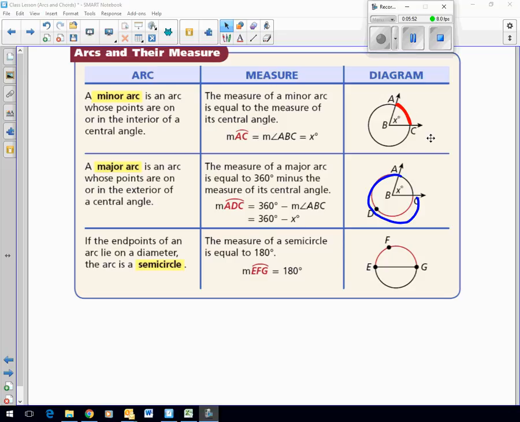A semicircle is just the diameter. It's half of a circle. So if you have a semicircle, you've got a diameter. And E to G in this case would be half of a circle.